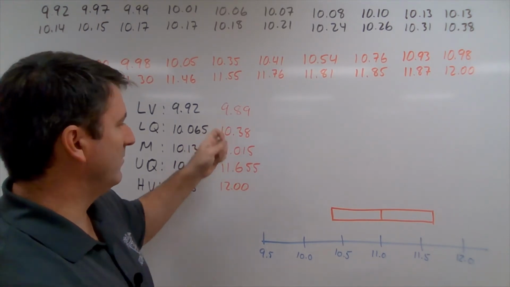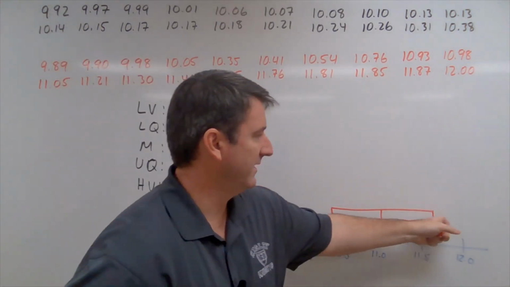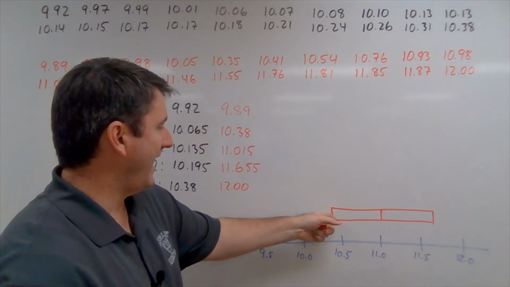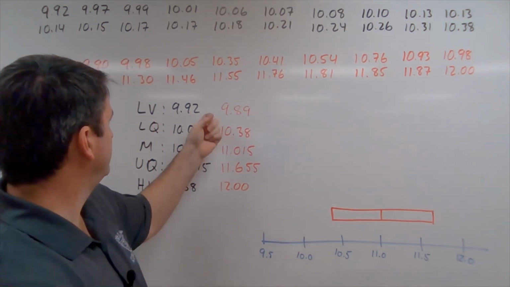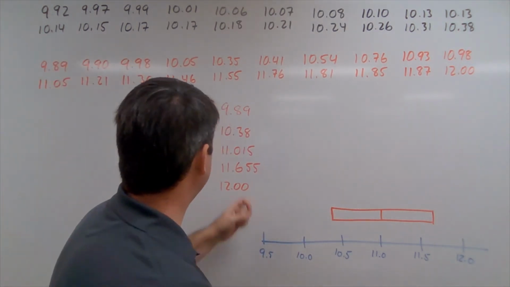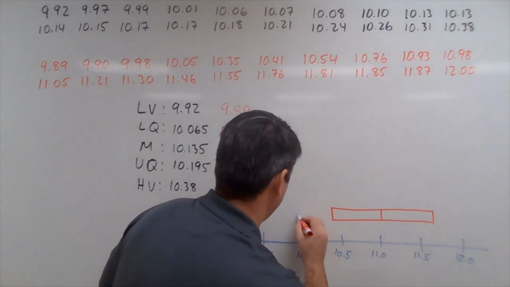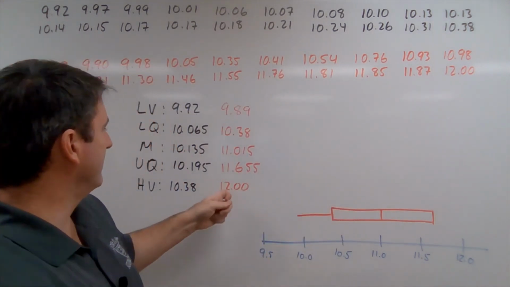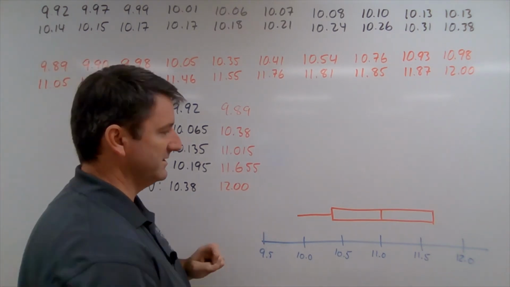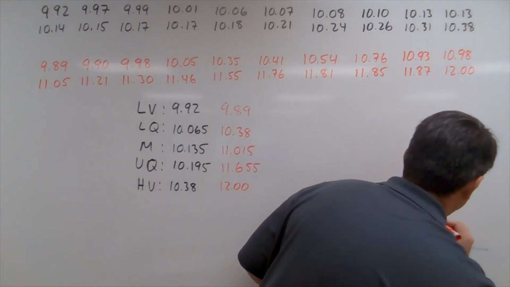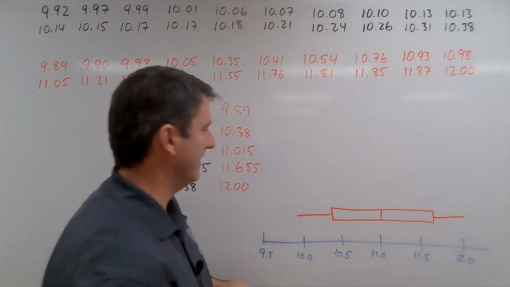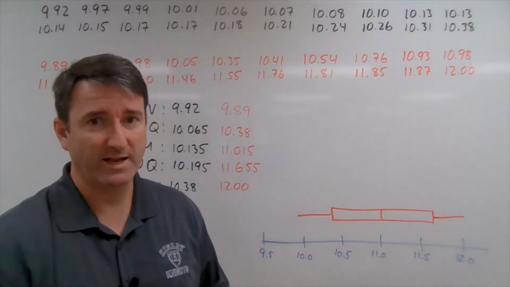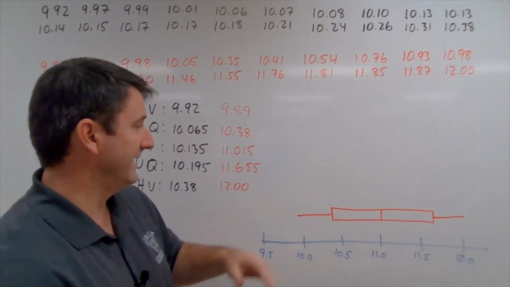And then we're going to draw whiskers, so just a line out from the edge of the box to the lowest value, which is at 9.89, so about here. And then another whisker out to the highest value, which is at 12. So that'll bring us out to there. So here's our box plot for this red data set.